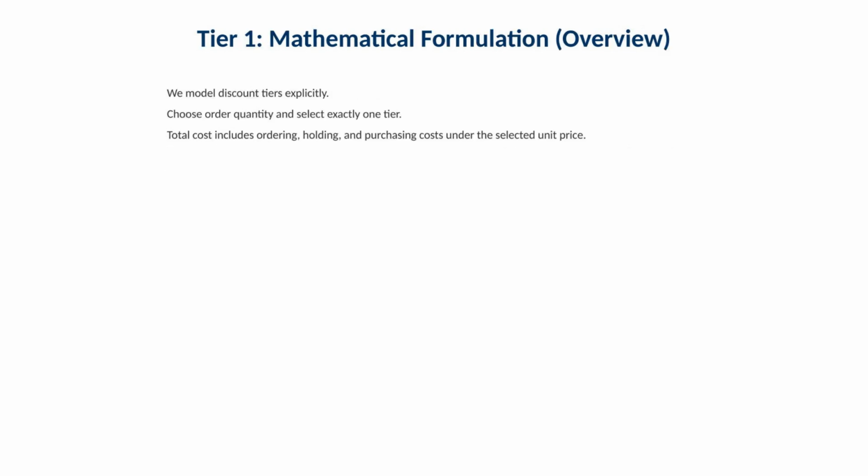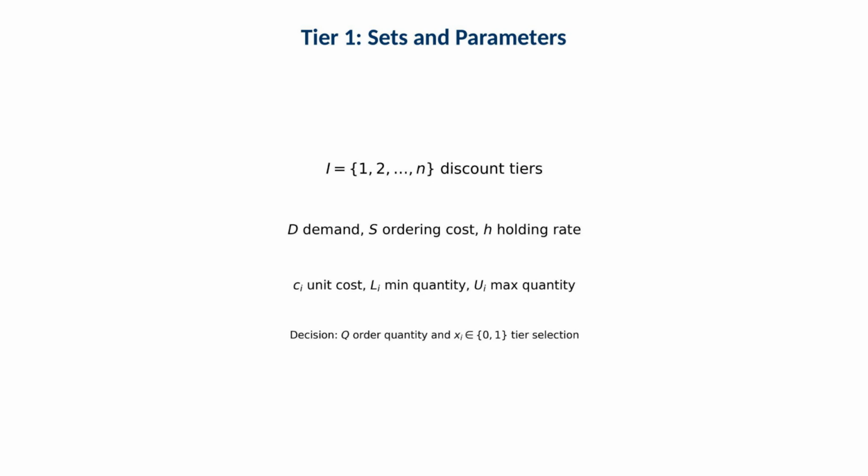Tier 1 builds a mathematical formulation that explicitly chooses a discount tier and an order quantity. Only one tier can be selected, and the order quantity must lie within that tier's quantity range. The objective adds ordering cost, holding cost based on the tier price, and purchasing cost based on annual demand and the tier price. This slide defines the sets and parameters.